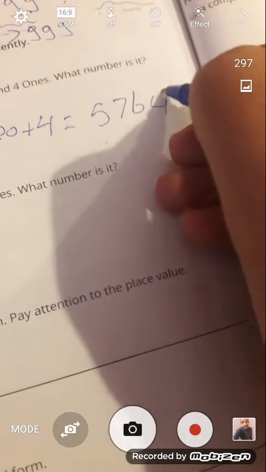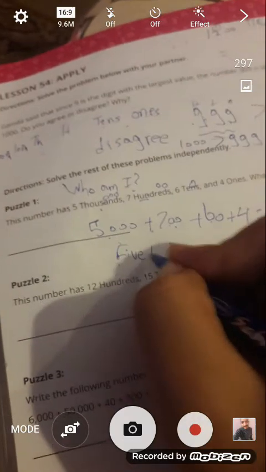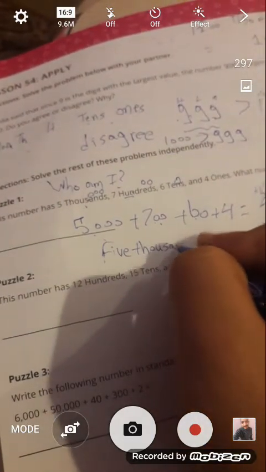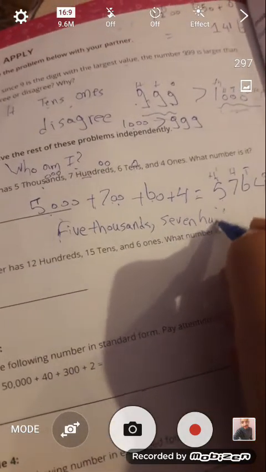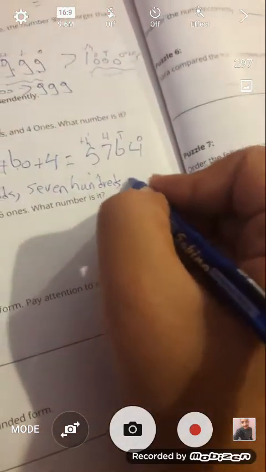Let's write it in letters. Ones, tens, hundreds, thousand. How do I write the number in letters? I will write each number with its place value. 5,000. 700. Write it with letters. 700s and 64.